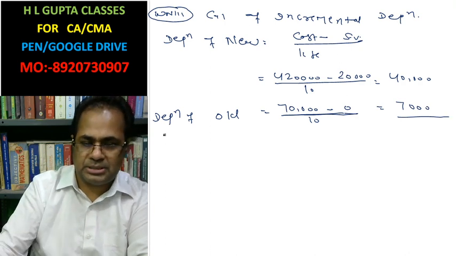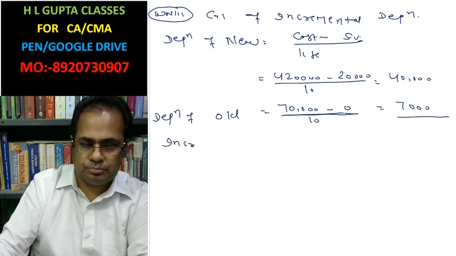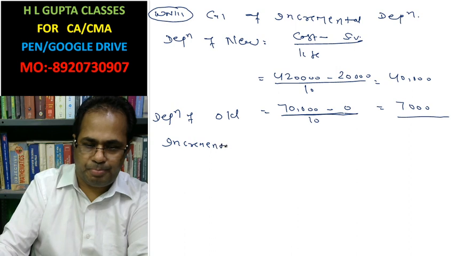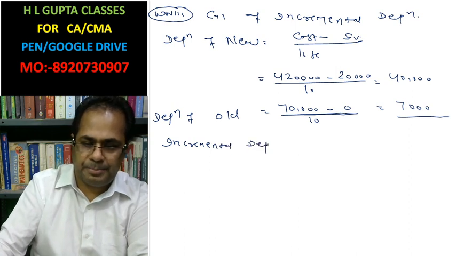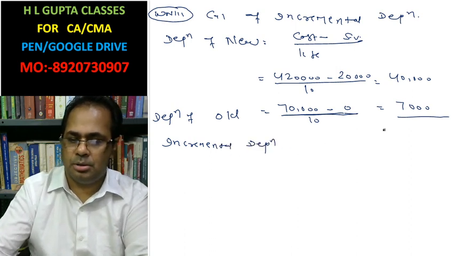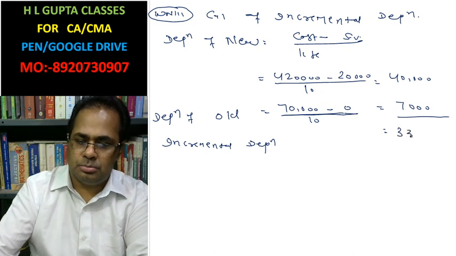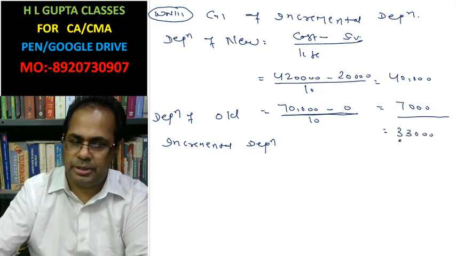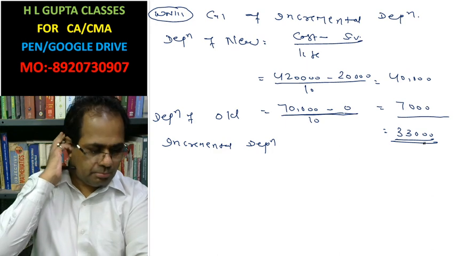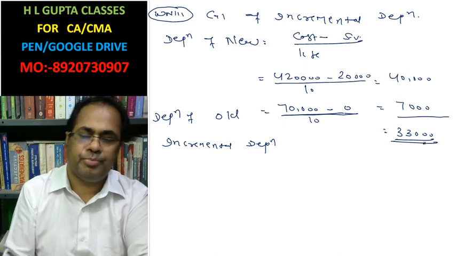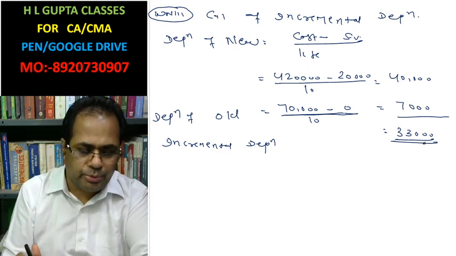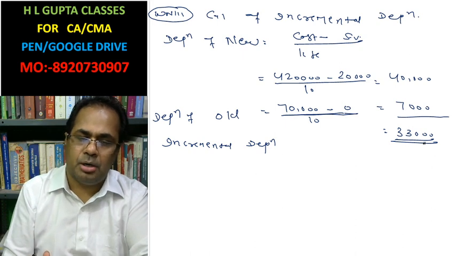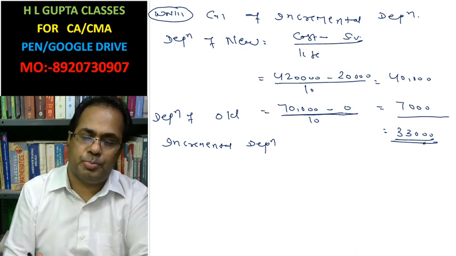Incremental depreciation you have is 33,000. Now we are going to find the variable cost of production.